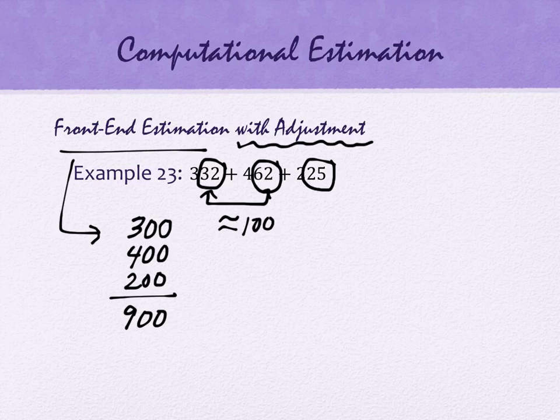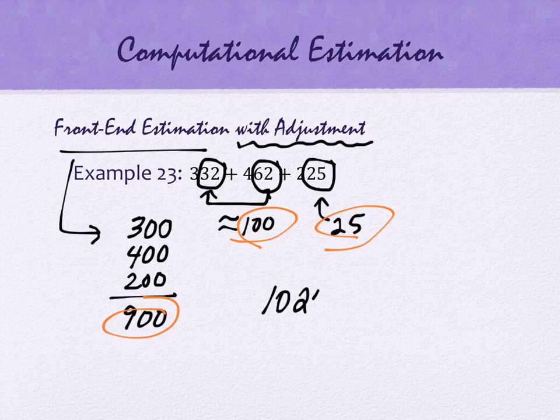So this adjustment is about compatible numbers. Front-end estimation is just using the first digits. The adjustment is about compatible numbers. And we're not going to ignore the 25. We're just going to throw it on at the end. So now we've got the 900, the 100, and the 25. So what's 900 and 125? 1,025.